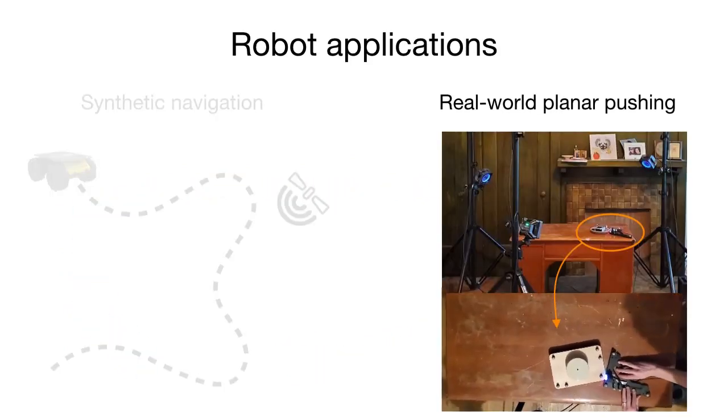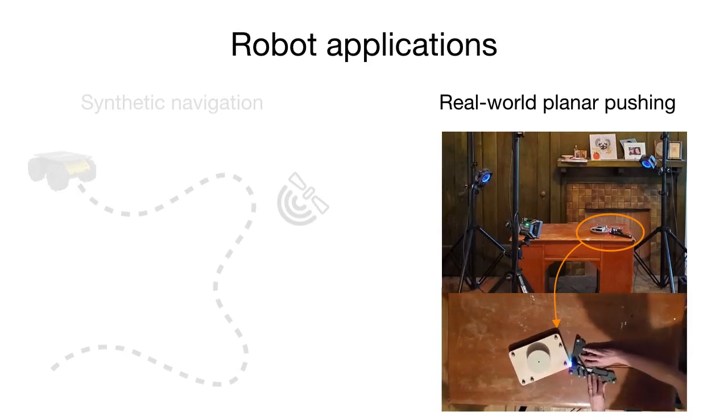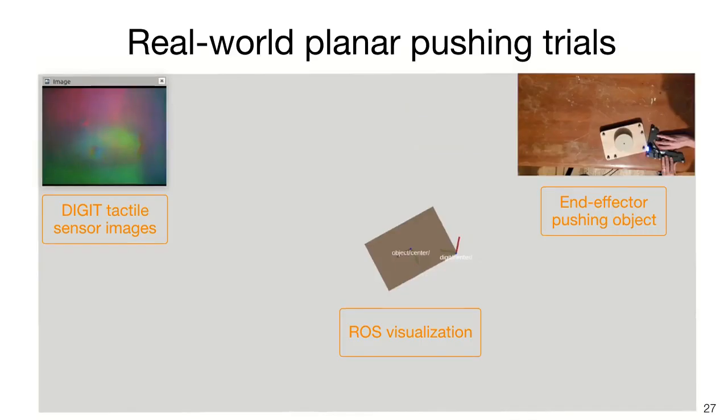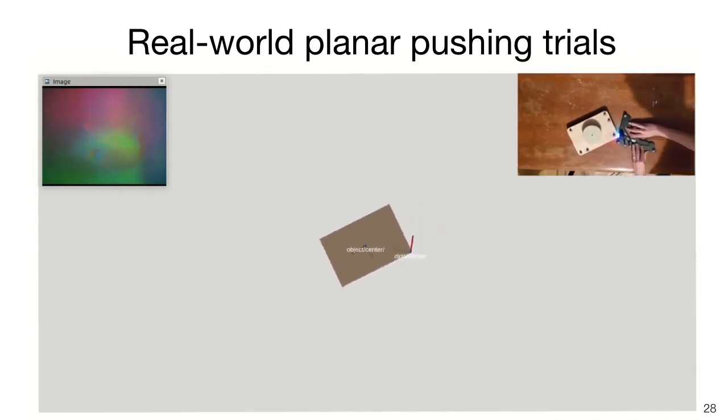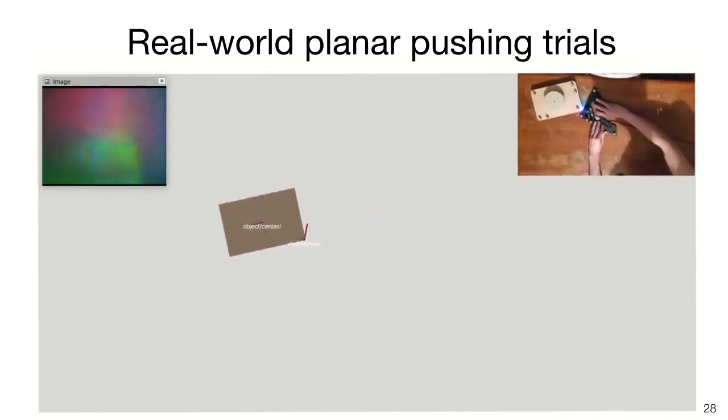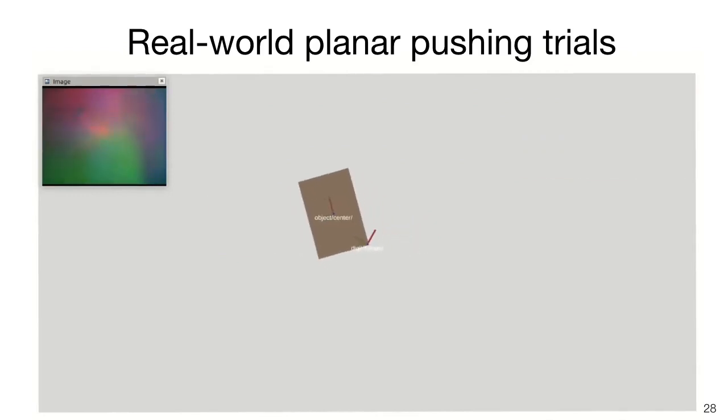For real-world planar pushing, we learn both mean and covariance parameters for tactile image measurements. This is a typical planar pushing trial with a rectangular object. The top left shows the tactile images captured by the DIGIT tactile sensor. As the object is pushed, we see that the contact patch in the tactile image observations moves around based on rotations about the point of contact.